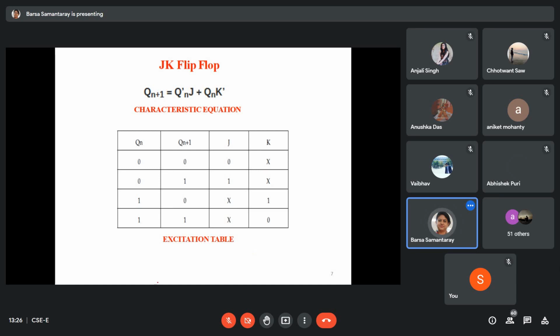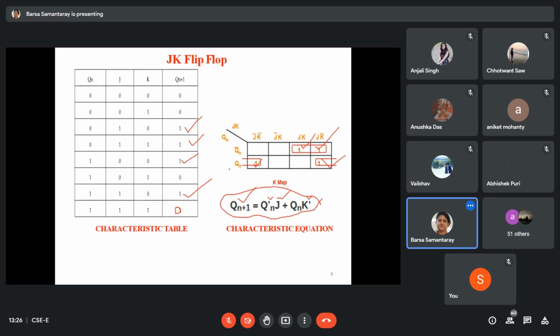Excitation क्या होगा? Previous value was 0. Next value should be 0. In which condition? Either 0 0, नहीं तो 0 1. Yes or no? Hello? You can check here. देखो, previous value 0, next value 0.